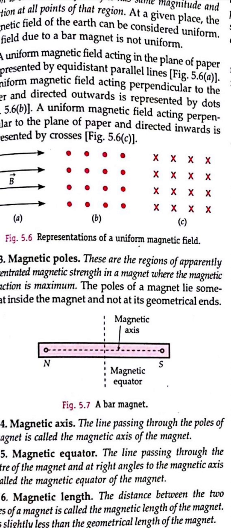Similarly, what is magnetic length? The distance between the two poles of the magnet is said to be the magnetic length. That is, it can be seen as the distance between the north and the south pole of the magnet.